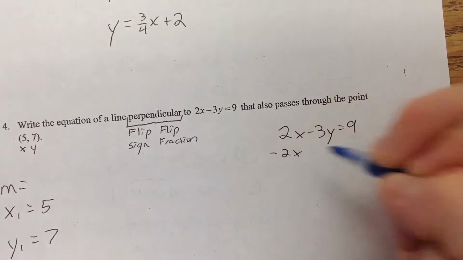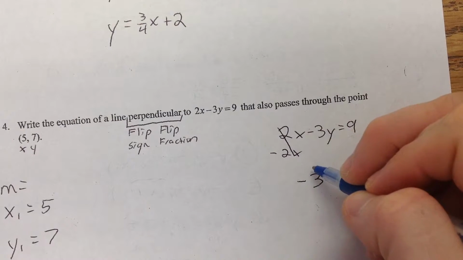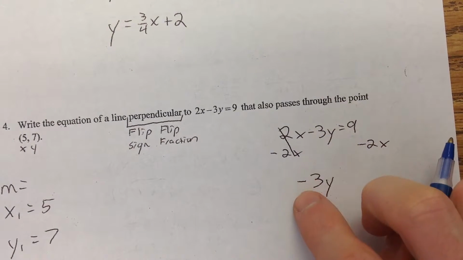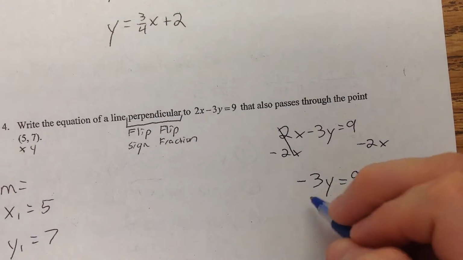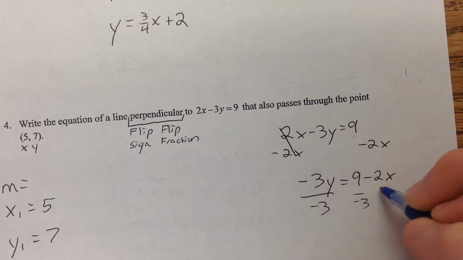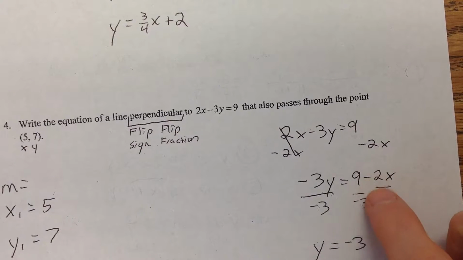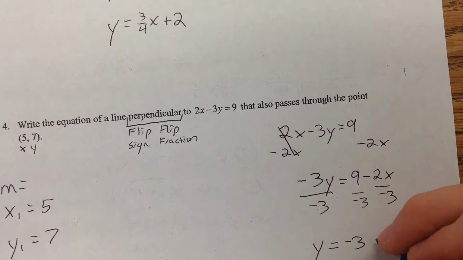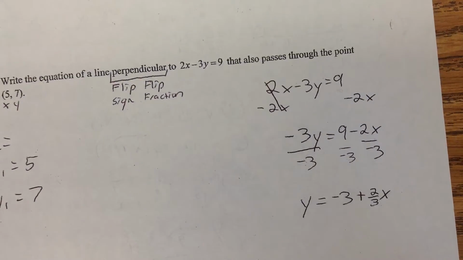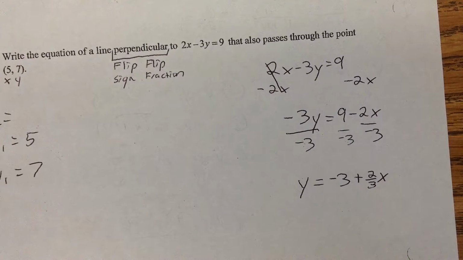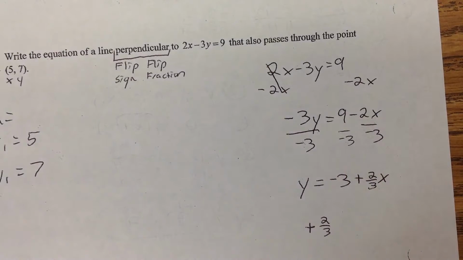So let's start by subtracting 2x so that these cancel out. We're left with minus 3y. A lot of times I see kids drop that negative, but it's still a negative 3y equals 9 minus 2x. We're going to divide by negative 3, divide by negative 3, divide by negative 3. Y equals negative 3, and then we have a negative divided by a negative here, so that's going to become positive 2 over 3x. So y equals negative 3 plus positive 2 over 3x. So the slope of this line is positive 2 over 3.